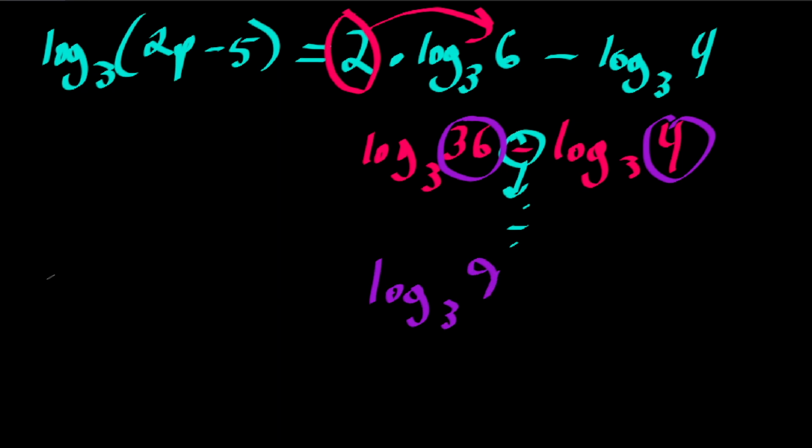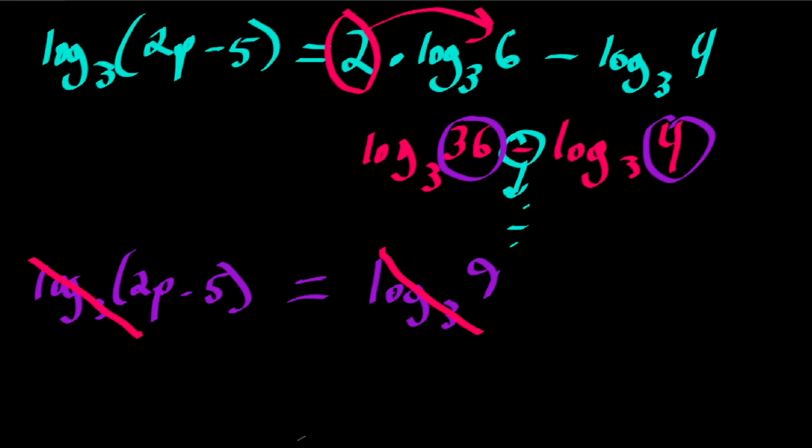So now here's what we have. Log base 3 of 2p minus 5 equals log base 3 of 9. And now we can solve this because the one-to-one property says when I get a single log equal to a single log with the same base, I can cancel those. So now 2p minus 5 equals 9.